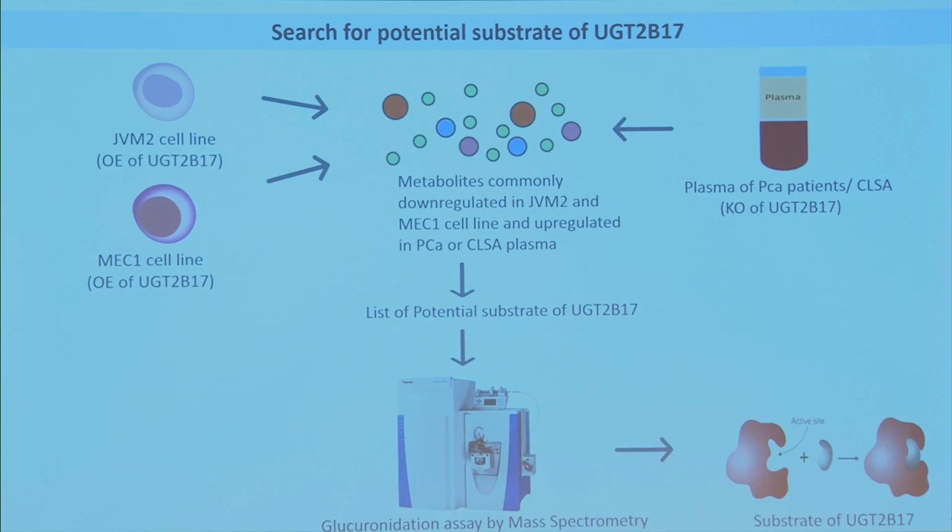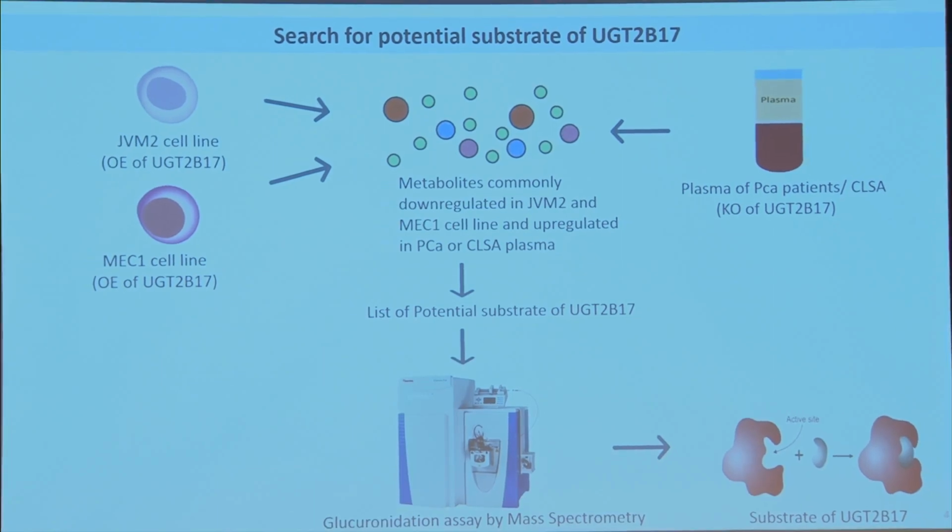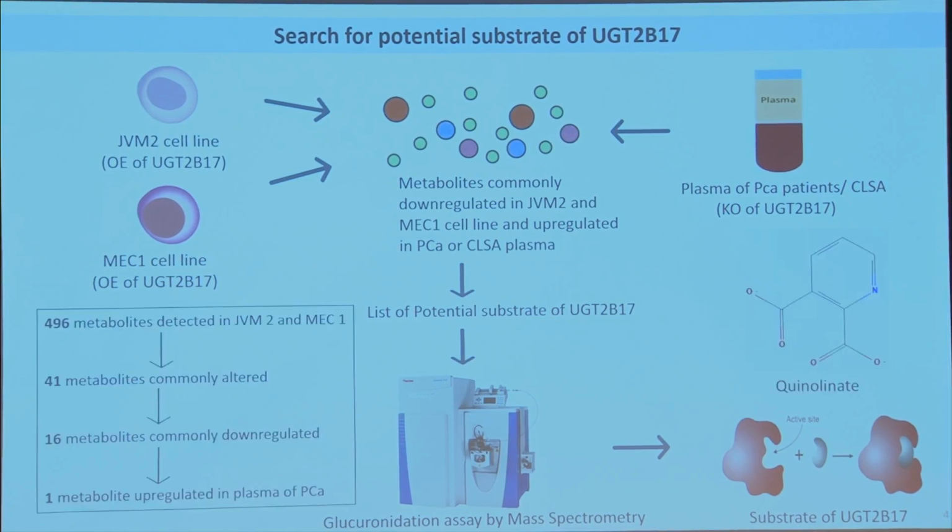So further I went on to perform the glucuronidation reaction, and then mass spectrometry would confirm whether they are substrates of UGT2B17 or not. In this way, the one metabolite that I found was quinolinate.